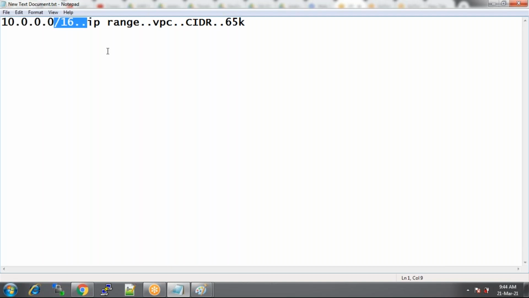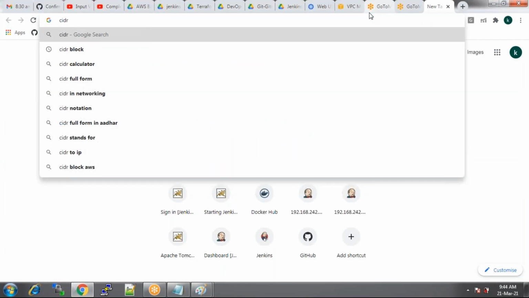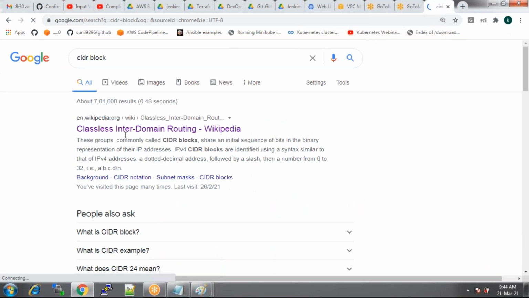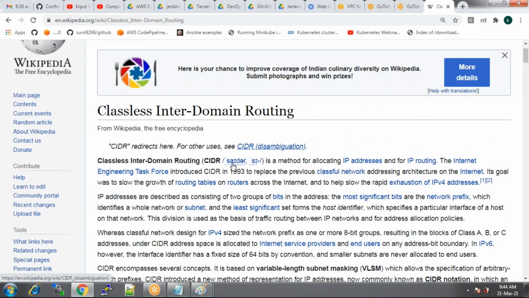/16. So what does /16 represent? We have some classes in the IP ranges or in the CIDR block: Class A, Class B, and then Class C. So let me explain. Go with CIDR block. We have 3 classes. Just try to Google it. There are 3 class types. What is a CIDR block? Basically, it is a kind of algorithm which helps us create different IPs.